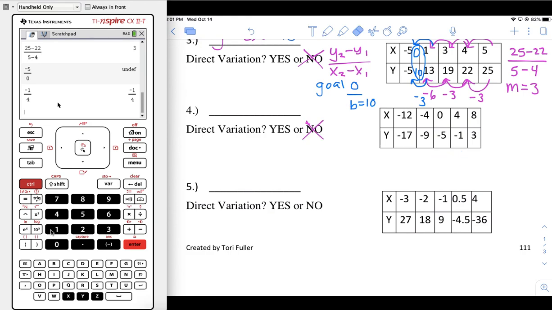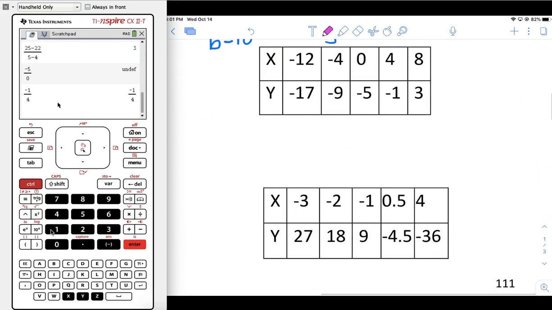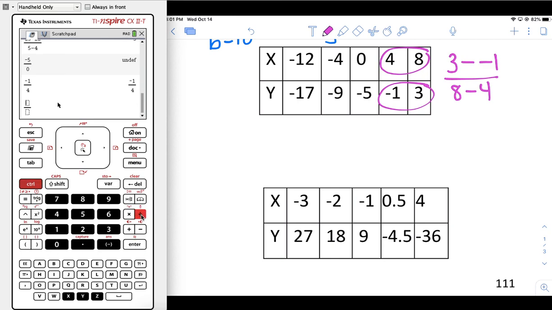That means we're going to have to figure out our pattern, okay? All right, so if we zoom this guy in, let's start with our slope. I'm going to be using these guys for my y's, so 3 minus a negative 1, and then these for my x's, so 8 minus 4. Let's put that in our calculator. Make my big fraction, control divide, 3 minus a negative 1, and then on bottom, 8 minus 4. That gives me my slope is 1. I'm going to go ahead and write that down. M is 1.